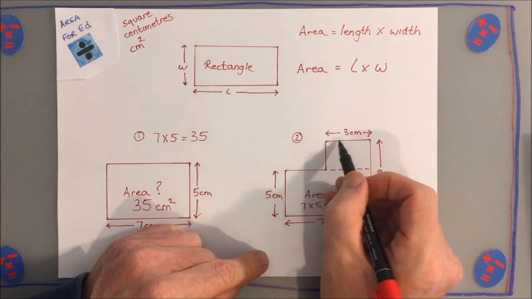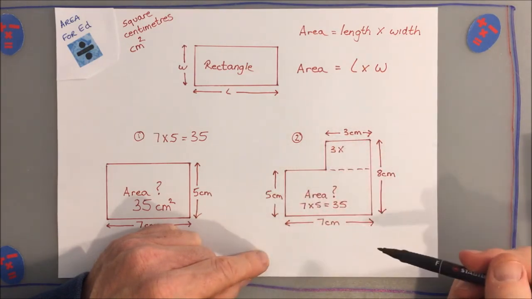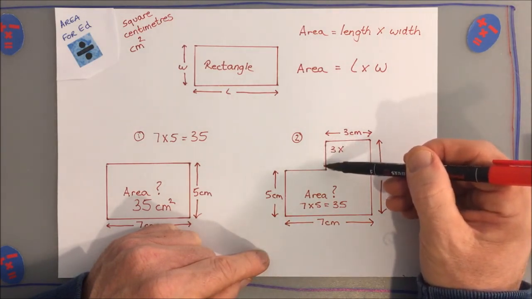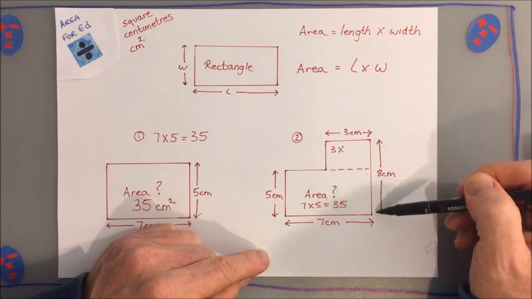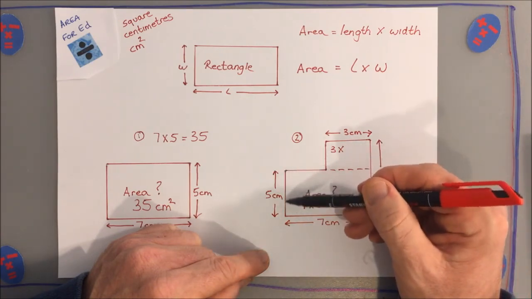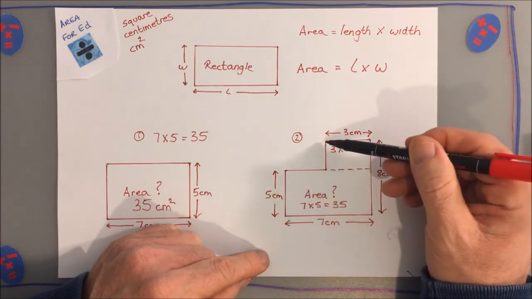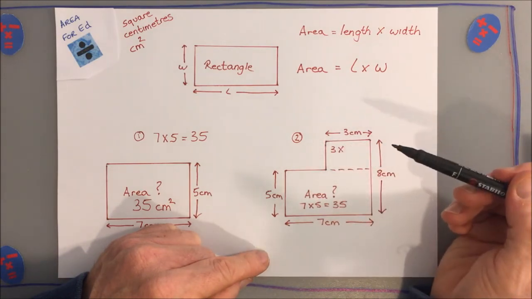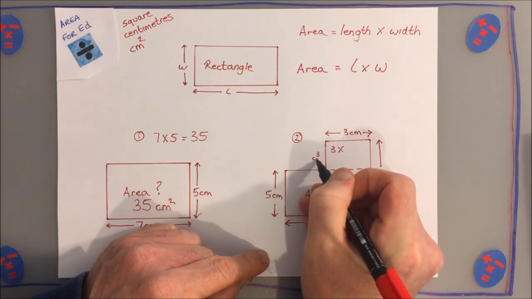Well, I know that its length is 3, so it's going to be 3 times, and I just need to work out what its width is. So this would be its width. I don't know what it is, but I do know that this dimension is 8 and that this dimension is 5. So if this is 8 and this is 5, this must be whatever I need to add to 5 to get 8, which is 3. So this dimension is 3 centimetres.